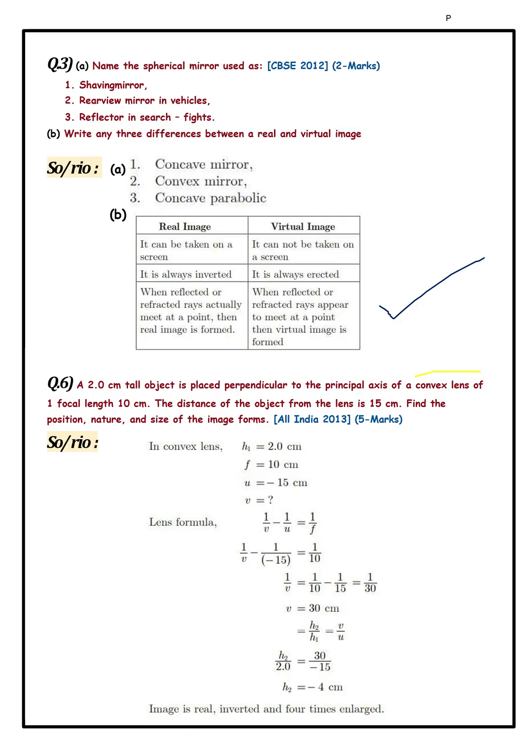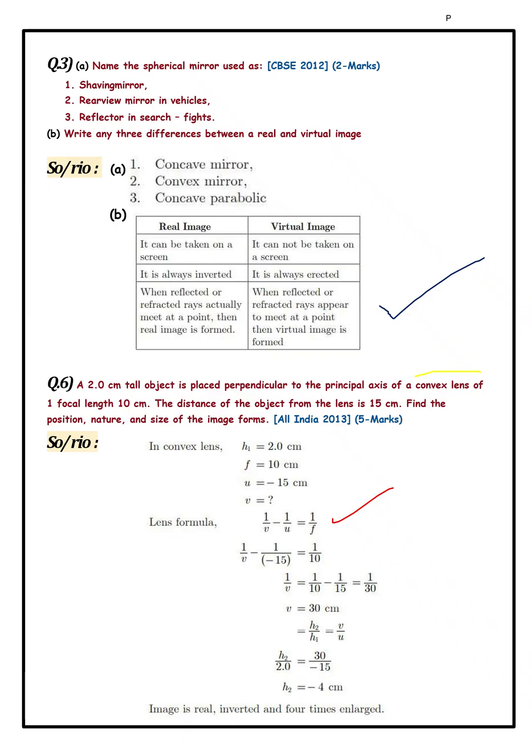Again, we have to use which formula? Lens formula, because we are talking about convex lens. So what is the formula? 1 upon v minus 1 upon u is equal to 1 upon f. Students, again, I want to remind you that please see to it that all the sign conventions you are very, very clear while solving these questions.